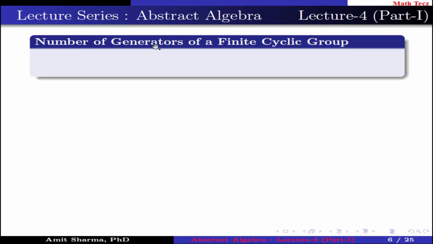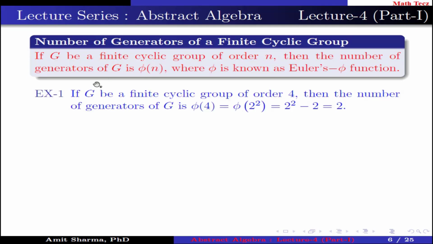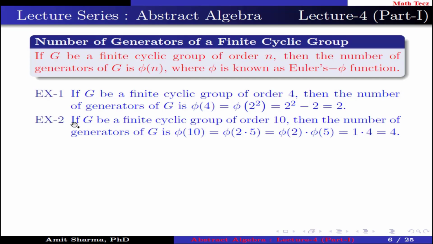Next is number of generators of a finite cyclic group. If G be a finite cyclic group of order n, then the number of generators of G is phi of n, where phi is known as Euler's phi function. Example number 1. If G be a finite cyclic group of order 4, then the number of generators of G is phi of 4, which is equal to 2. Example number 2. If G be a finite cyclic group of order 10, then the number of generators of G is phi of 10, which is equal to 4.